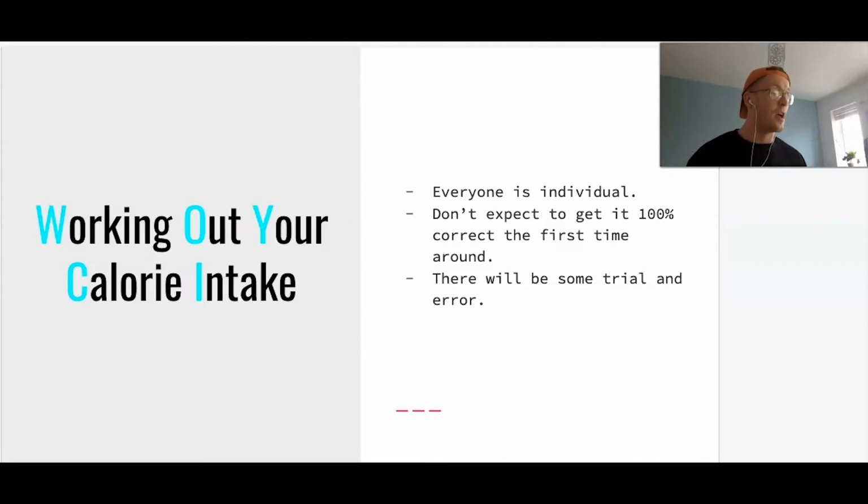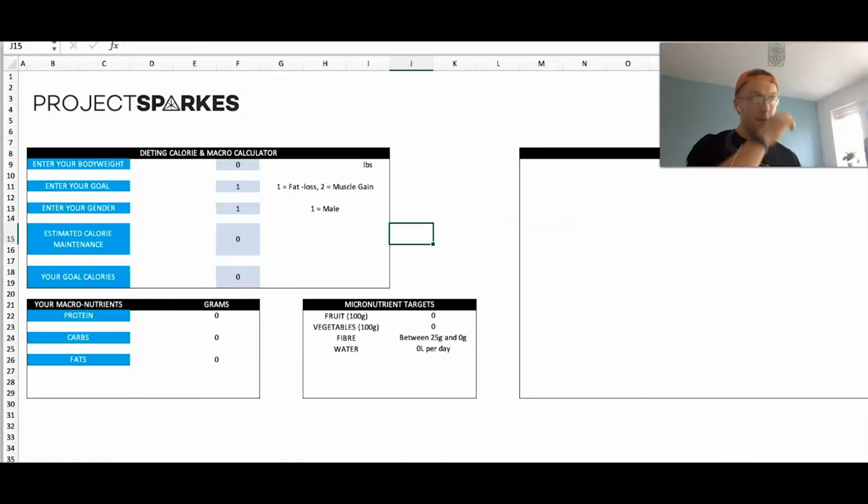We're all different. So don't expect to get it right 100% of the time. There's a lot of trial and error in this. So if you use the calorie counter and you stick to those calories for a long period of time and you don't see any change, you might need to lower your calories, or if you lose too much weight too quickly, you might need to put your calories up. So yeah, there will be some trial and error.